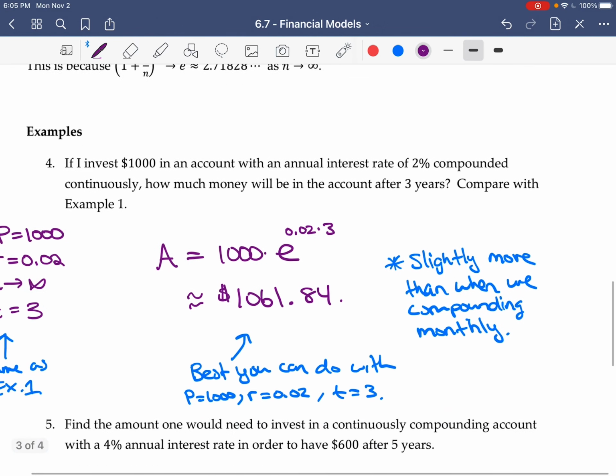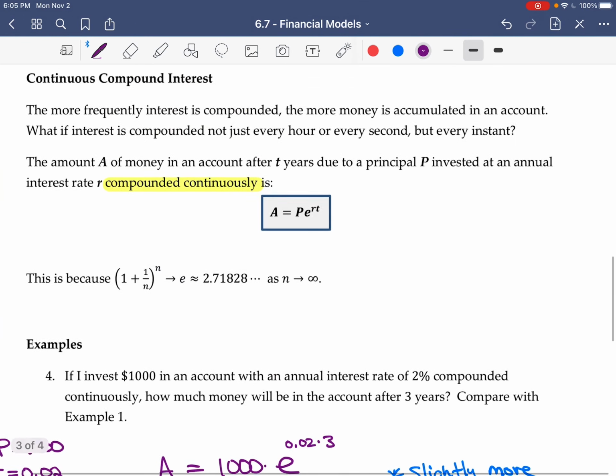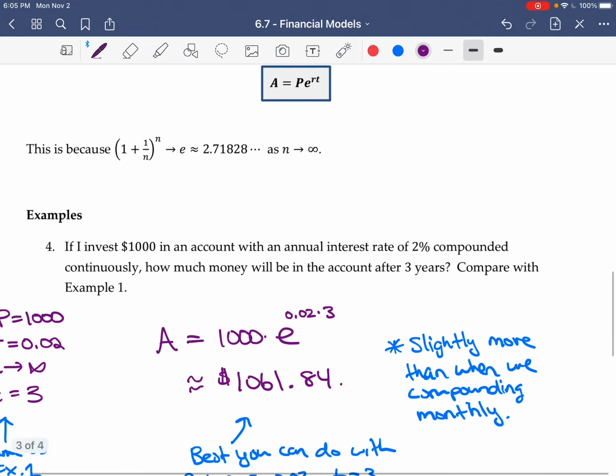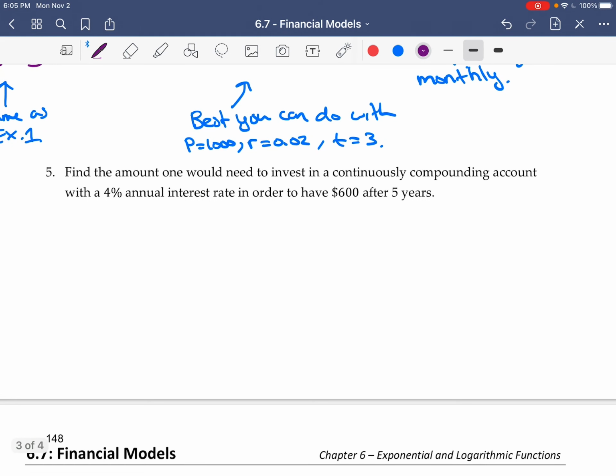So if we have a continuously compounded interest account, we have a slightly different formula. So here's where the number of compounding periods goes to infinity. So we compound as many times as possible. So that's A equals P times e to the RT. So for this example, we want to know the amount we would need to invest in a continuously compounded interest account with a 4% interest rate in order to have $600 after 5 years.